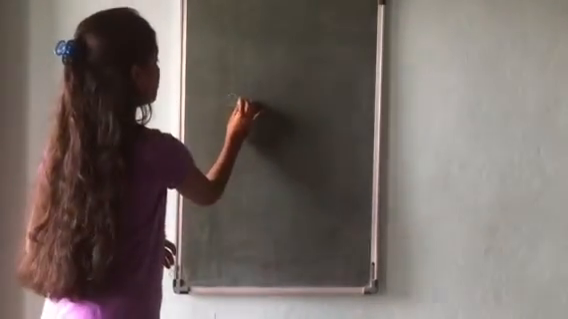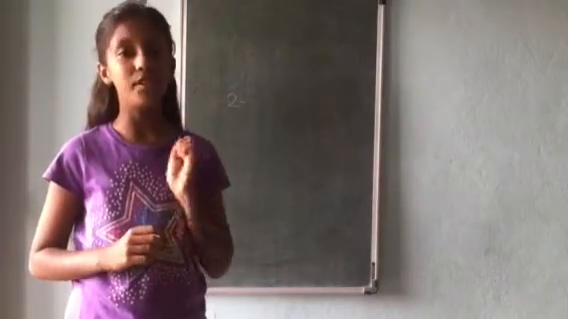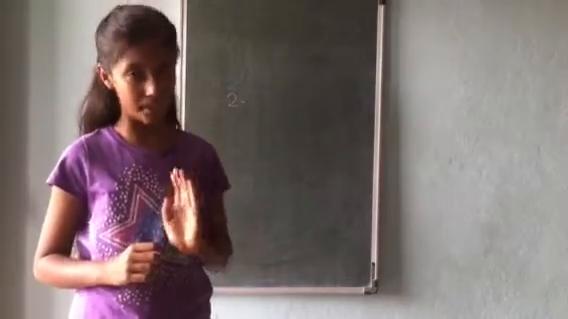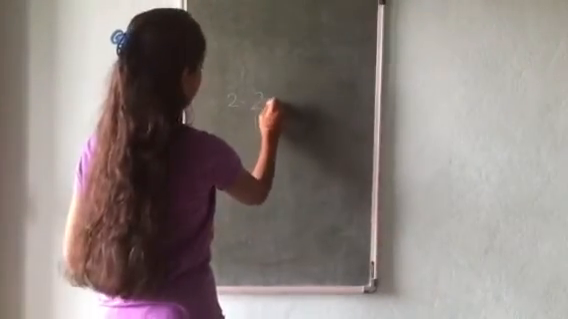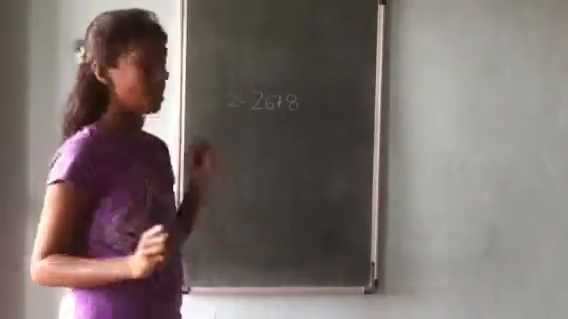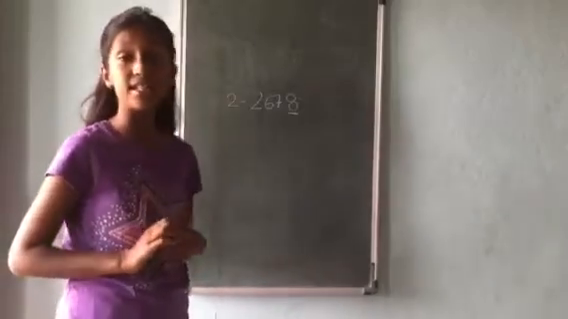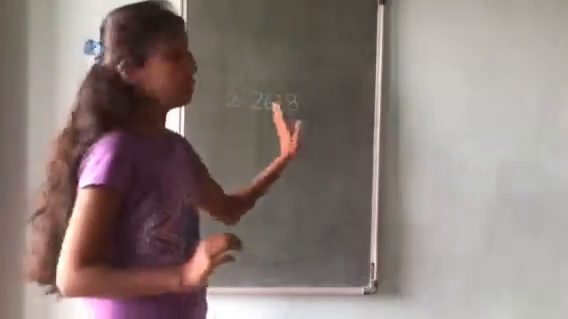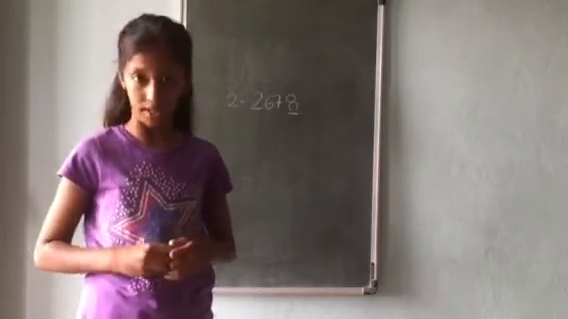Now 2's divisibility rule says that every even number is divisible by 2. For example, 2678. Now the last digit here is 8 and 8 is even, so the whole number is divisible by 2. Now we'll move on to 3.